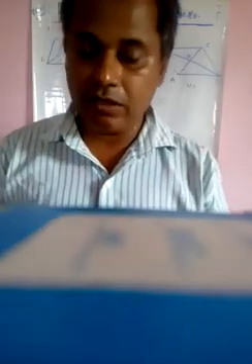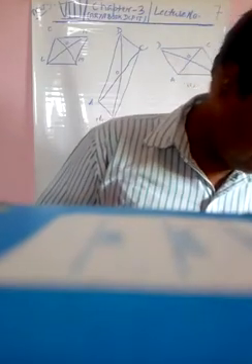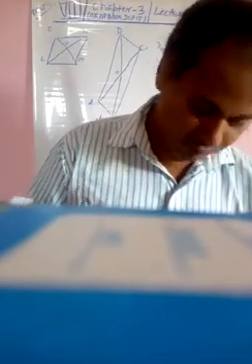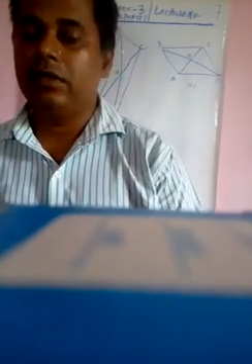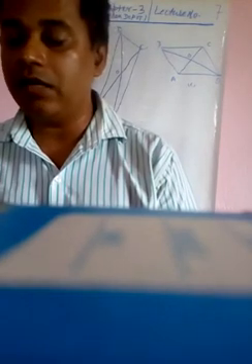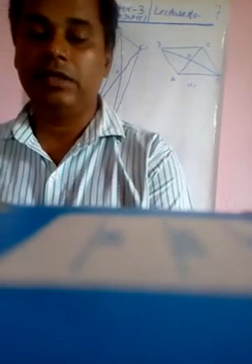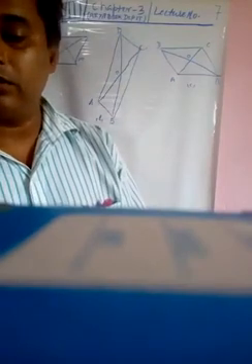Next page, next question, example number 8. Looking at the adjacent figure of a parallelogram PQRS in which angle PQR is 80 degree, QS is equal to 12 centimeter, and PR is equal to 9 centimeter. Fill in the blanks. So here you have to find out the 5 questions related to this question.